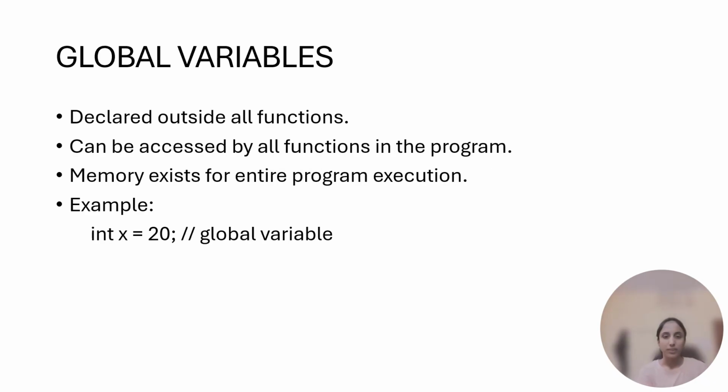Now global variables. They are declared outside all functions and can be accessed by all functions in the program. Memory exists for the entire program execution. Example: int x equals 10. This is the global variable, which is declared outside the function.